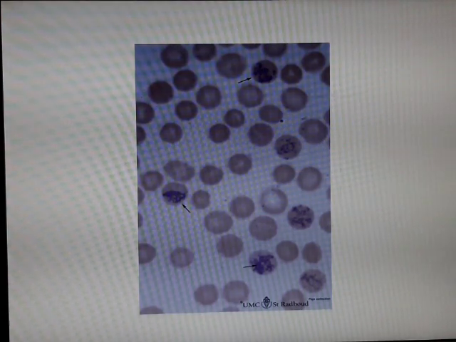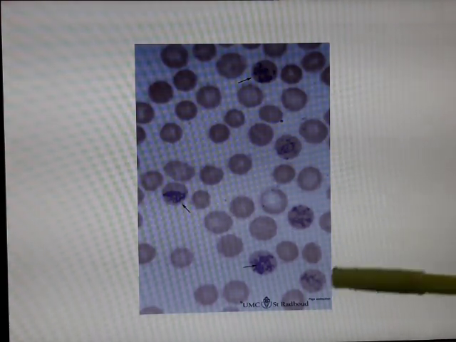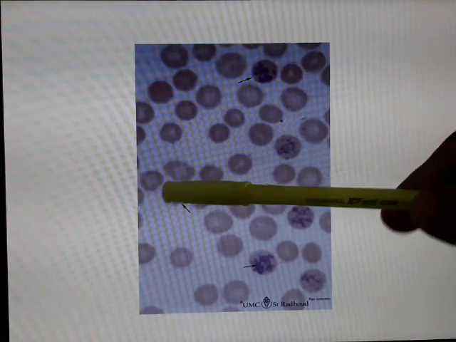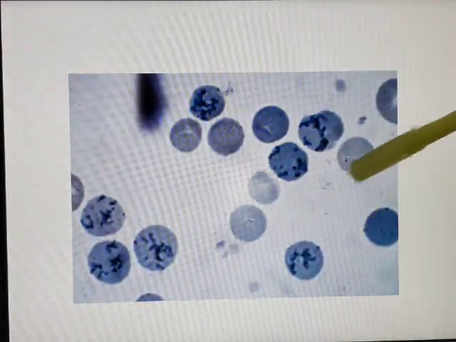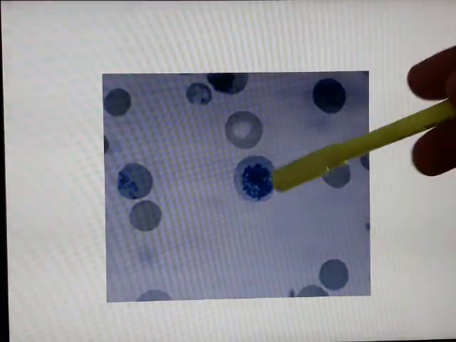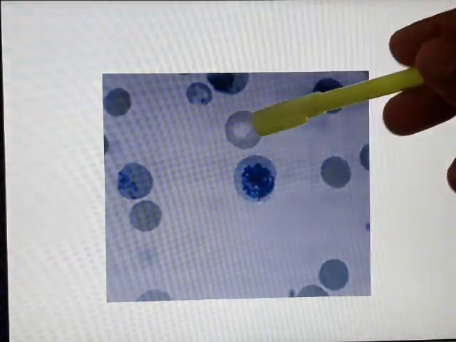So these are also some other pictures. This is also taken from the net. These are reticulocytes. These are also reticulocytes. These are normal RBCs. This is a good picture. These are normal RBCs.